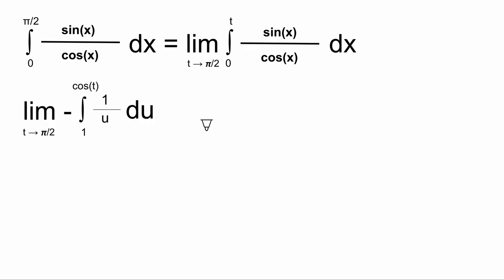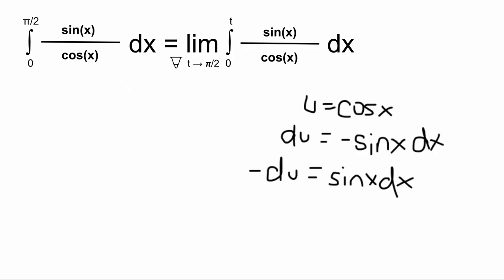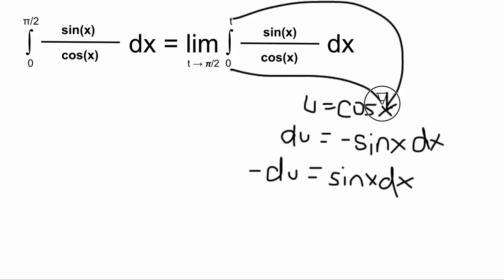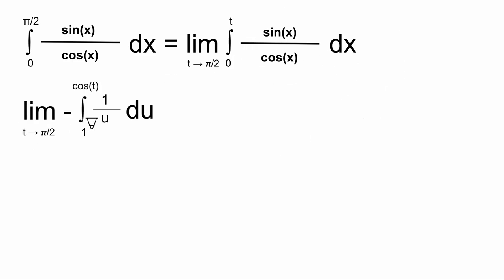And so I rewrote everything in terms of u. So if u equals cosine of x, I'm going to plug in this x value, t, into here, and our 0 into here as well, to get cosine of t and cosine of 0, which is 1. And that's why the limits of integration have been changed, and it's 1 over u du. We are completely in the u world. So now we can evaluate this.